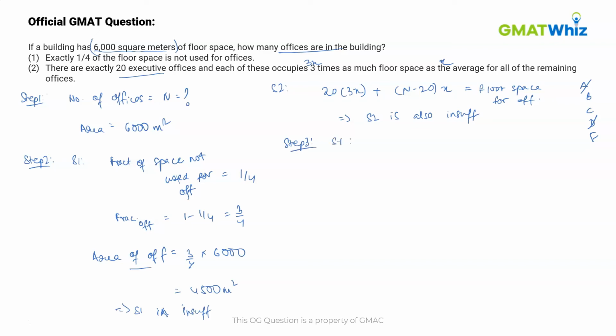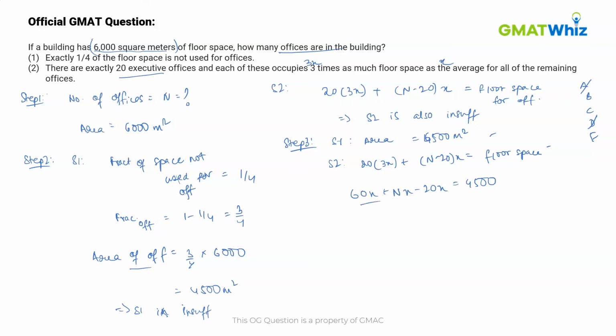We now move on to step 3, which is analysis of both the statements together. Now in statement 1 we got the area of offices, 4,500 meters square, and from statement 2 we have 20 times 3x plus (n minus 20) times x is equal to the total floor space. Now combining these two statements, we can write that 20 times 3x is 60x and (n minus 20) times x is nx minus 20x, and we know the floor space occupied by the offices is 4,500.